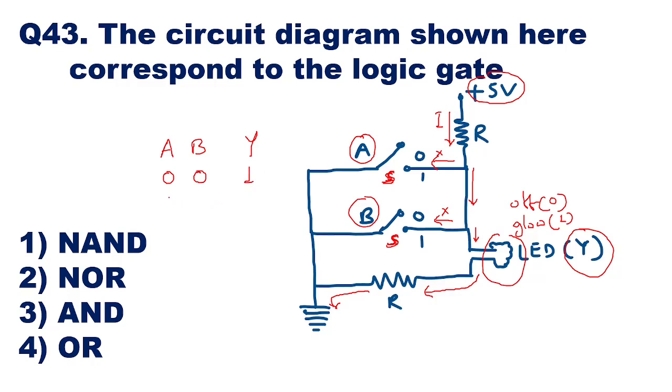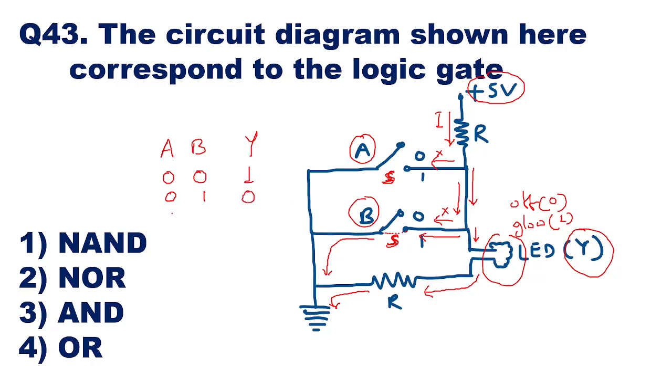Then we'll take the second combination of the input, when A is 0 and B is 1. That means A is open and the switch of B will be closed. That means the current which is coming here can pass through this low resistance path and go to the ground. So there is no need for the current to go through the LED. So the LED will be off in that case, because you are giving a path for the current to go through the second switch, that is switch B. Now in that case, when the LED is not glowing, the output will be 0.